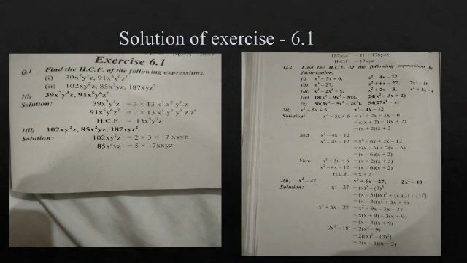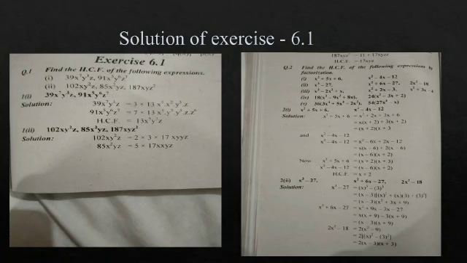So one by one I am going to discuss. Now coming to the first question, find the HCF of the following expressions. Part 1 is 39x power 7 y cube z and 91x power 5 y power 6 z power 7. You have to find the HCF of these two expressions. And part number 2 is 102xy square z, 85x square yz and 187xyz square.